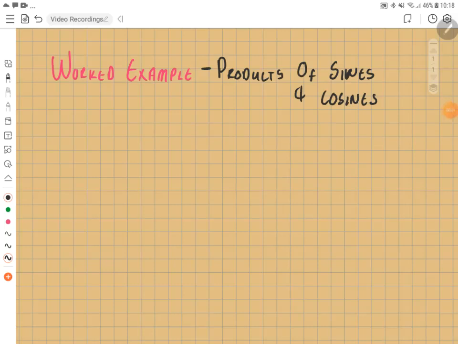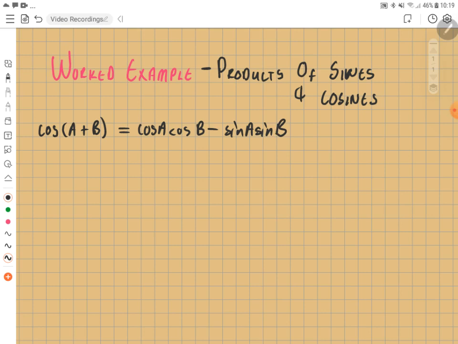Okay, now let's look at the worked examples real quick. We'll just quickly remind you that cos(A+B) is equal to cos A cos B minus sine A sine B. So what I'm doing right now is what I would suggest you do if you get to an exam that has questions like we'll see just now.